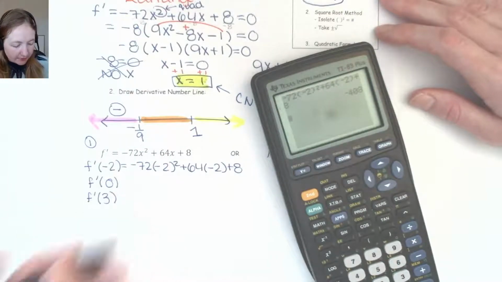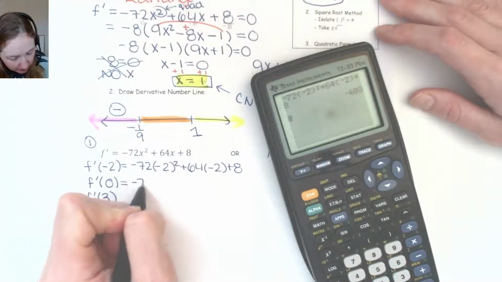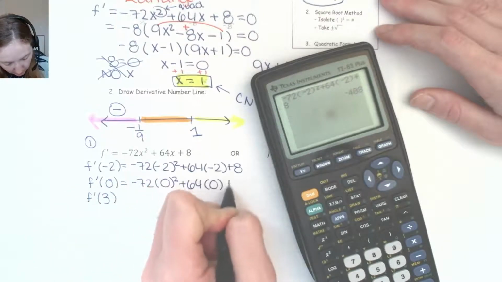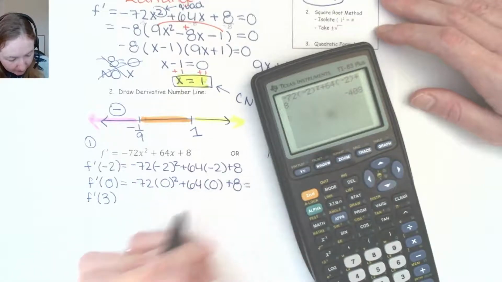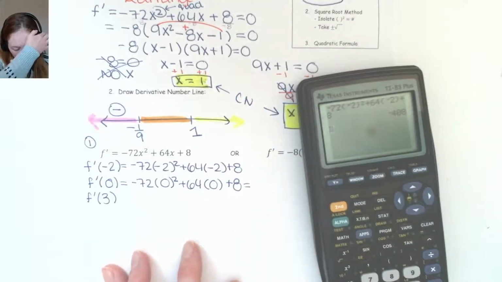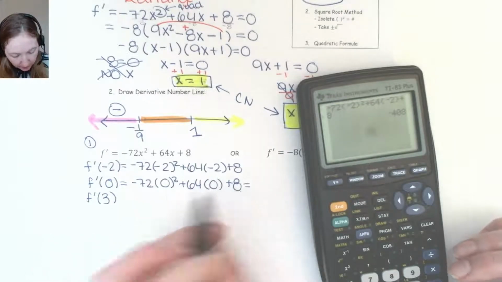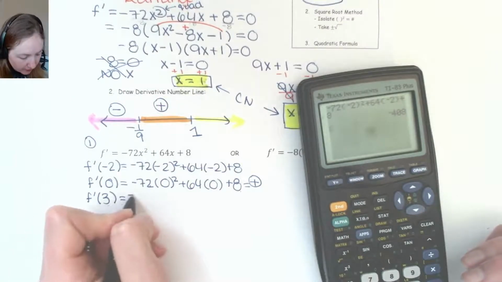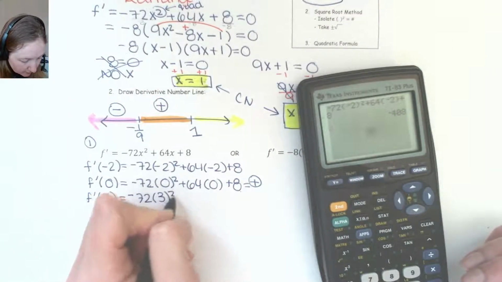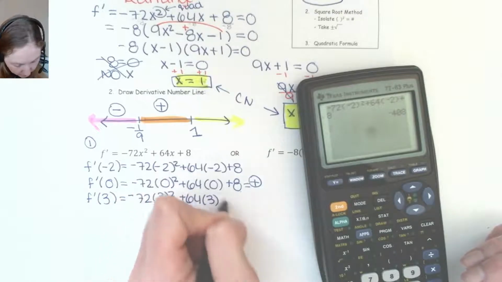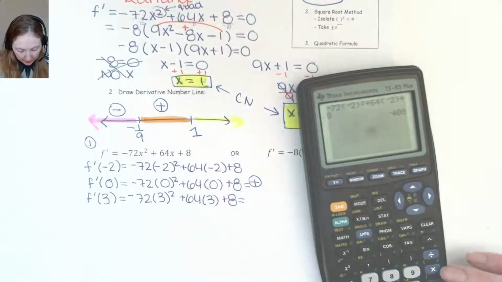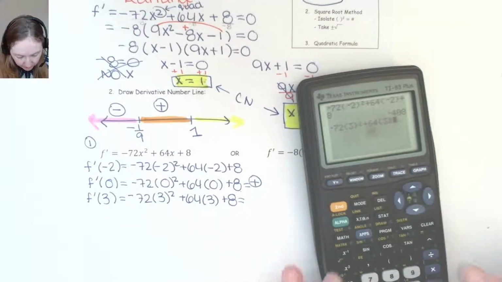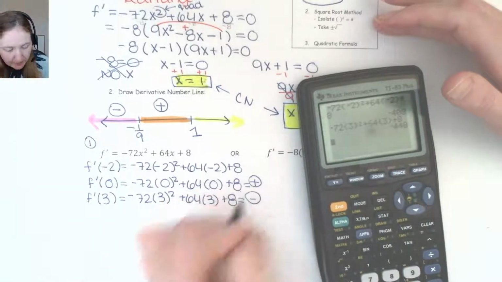Then you would plug in your 0. And so if I plug in my 0 into the derivative, again, I go through and I compute that, and that gives me a 0, 0 positive. And then I would plug in 3. All right, so that might require some work. So I plug in 3 squared plus 64 times 3 plus 8, and that gives me a negative.